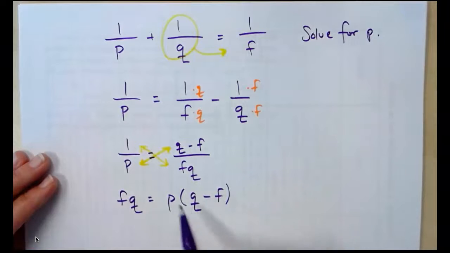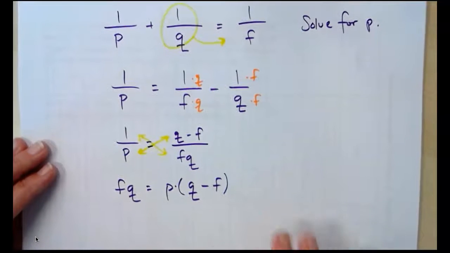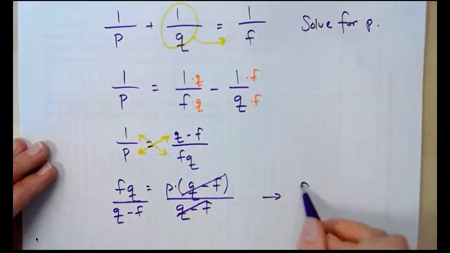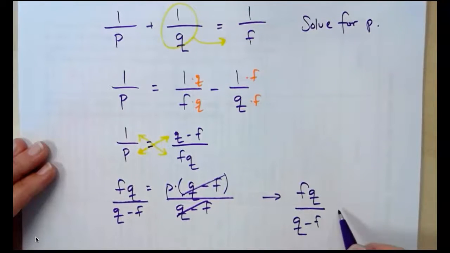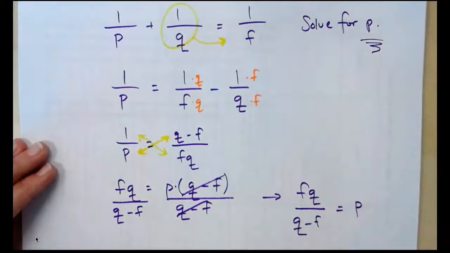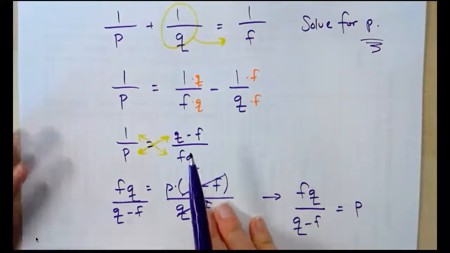So in order to do that, this is p times q minus f. Let's divide both sides by q minus f. So that takes us to fq over q minus f equals p. Solving for p, that is what we're doing. Solving for a variable within an equation.